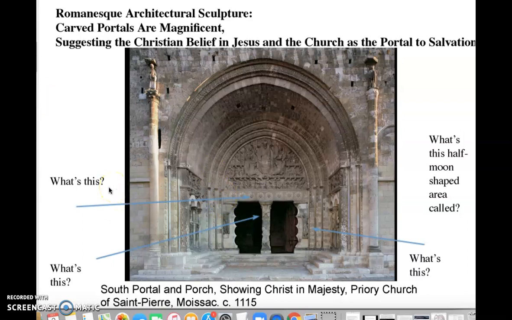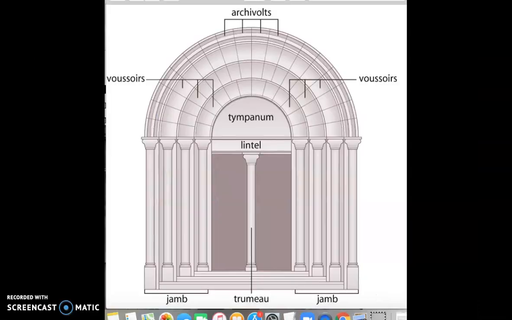First, though, I want to say a few points about the anatomy of these portals. I have these little blue arrows asking what's this, what's this half moon shape area called, because I want you to learn the terminology that goes into the architecture of the portal itself. This architecture, like the other architectural features you've learned, has its own vocabulary. You want to know that because it's going to be referenced as you learn about the sculptures that are encrusted around this portal. So the lintel is the term for a horizontal beam.